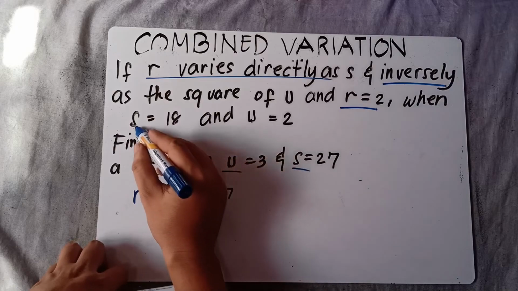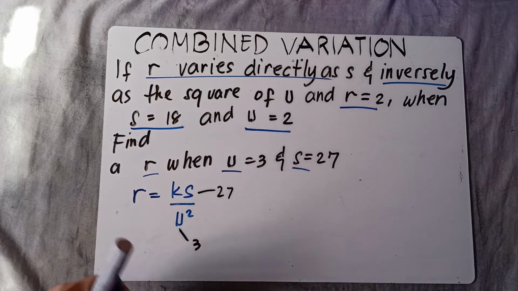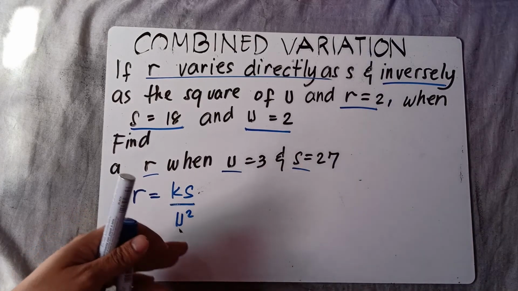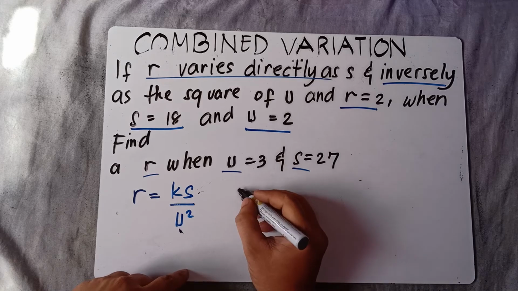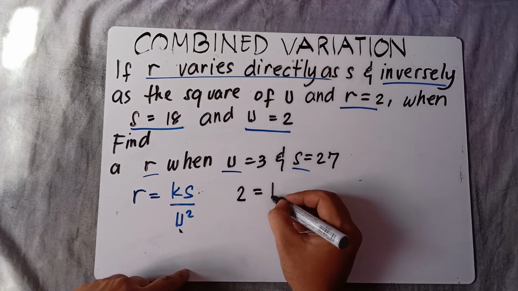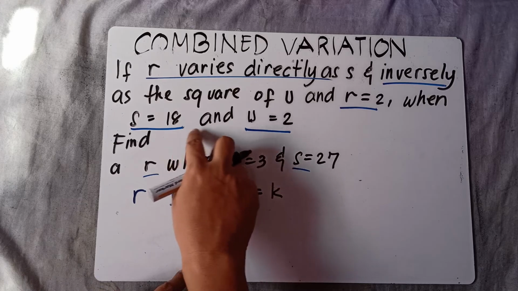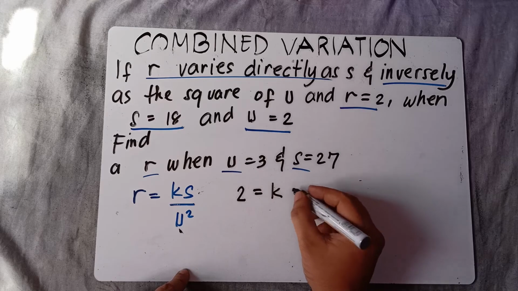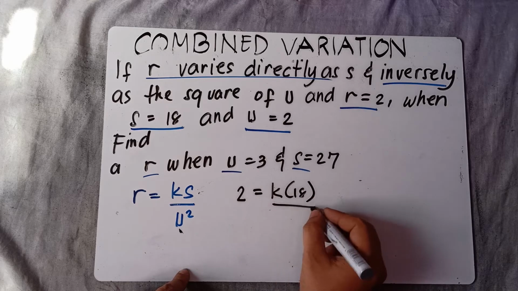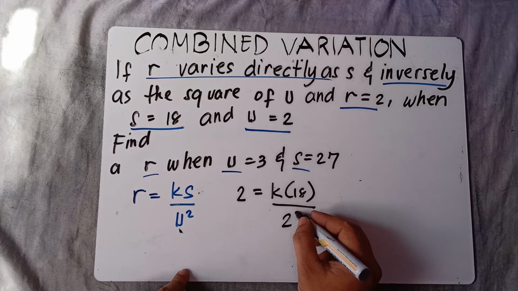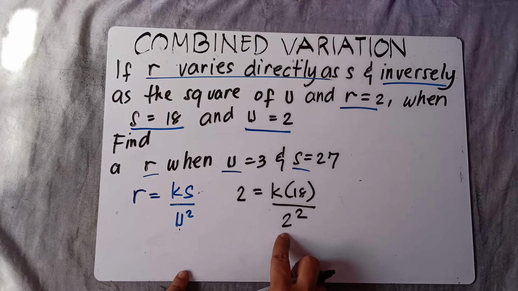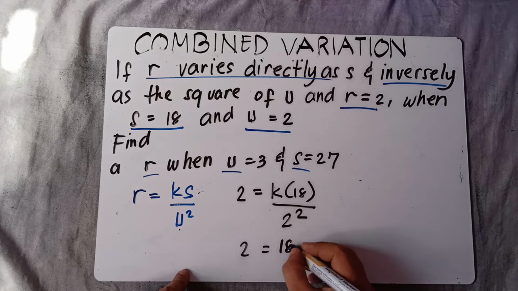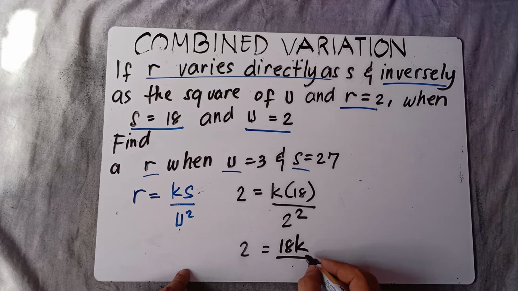R equals 2, S equals 18, and U equals 2. So to find K, we substitute the numbers. R equals 2, so 2 equals K times S, which is 18, divided by U squared. Substitute the value of U, which is 2, so 2 squared. So this is 2 equals 18 times K, which is 18K, over 2 times 2, which is 4.